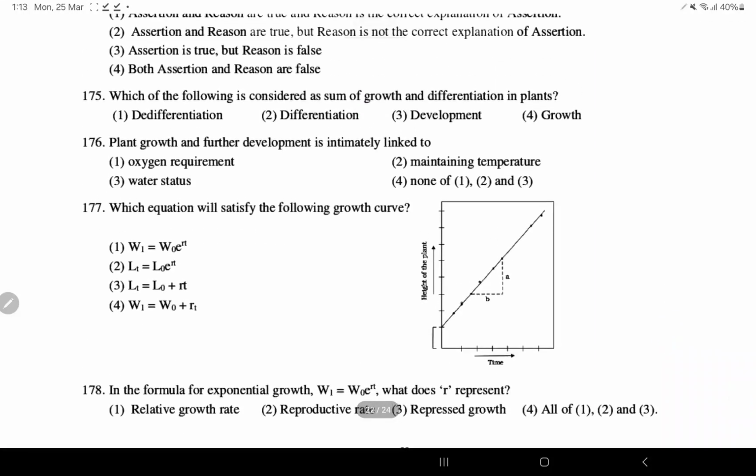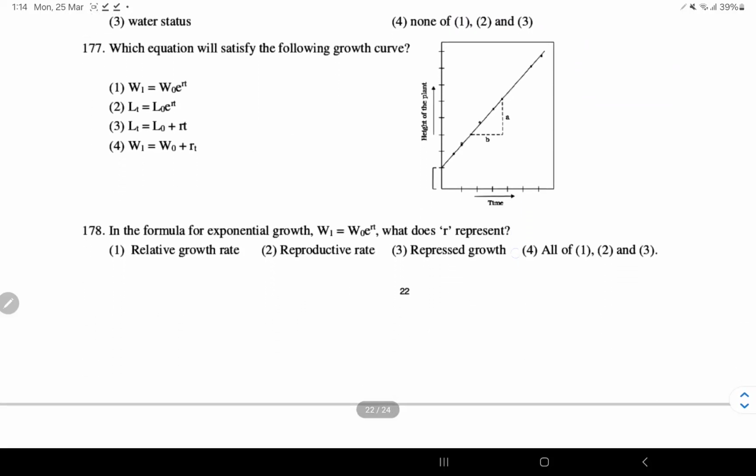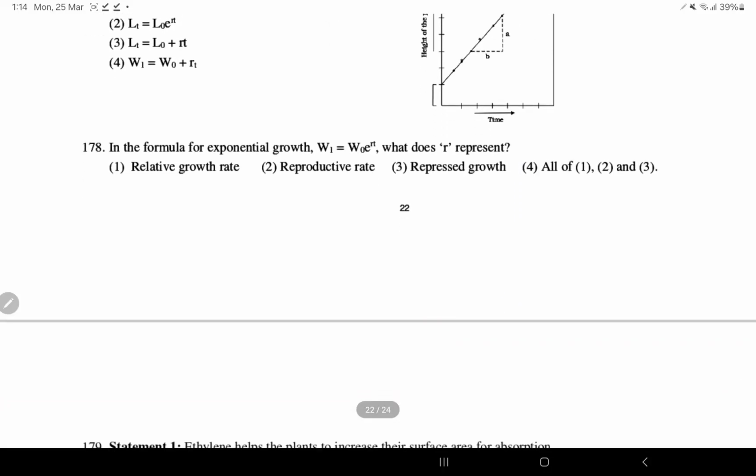Plant growth and further development is intimately linked to water status, oxygen requirement, and maintaining temperature. 1, 2, 3 all are correct. What is this growth curve denoting the formula? Lt = L0 + rt. Option 3 is right. In the formula for exponential growth, W1 = W0 e^(rt).